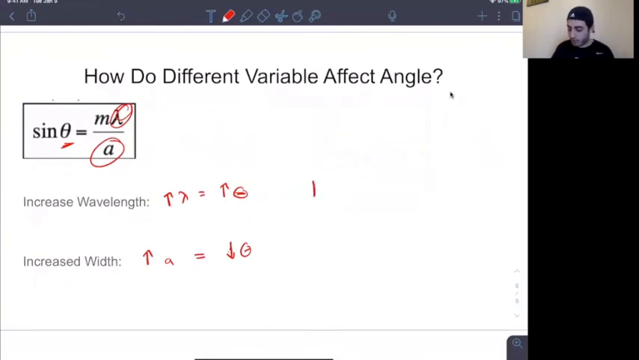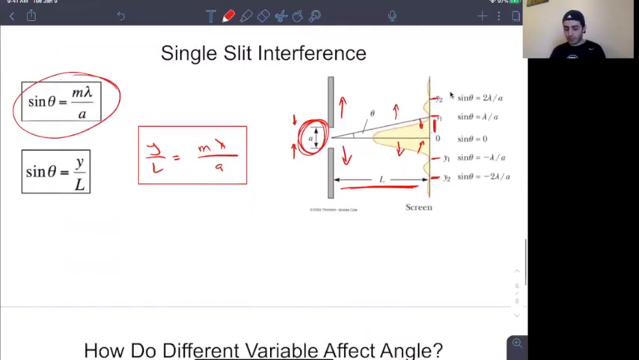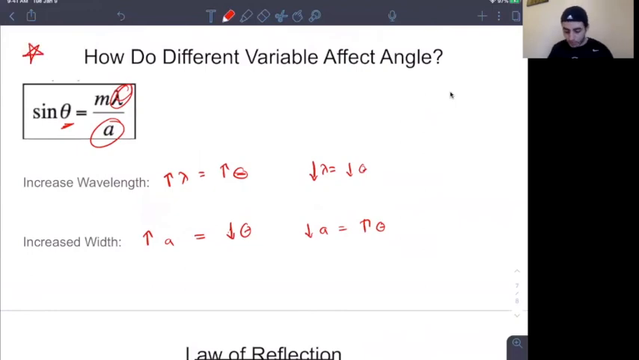So this also works the other way. If we decrease the wavelength, what happens to the angle? The angle decreases. If we decrease the width, the angle increases. So if this width gets smaller and smaller, this angle gets bigger and bigger. Definitely keep this in mind. This is super important. And knowing these like the back of your hand will really help you understand where to go with these types of problems.